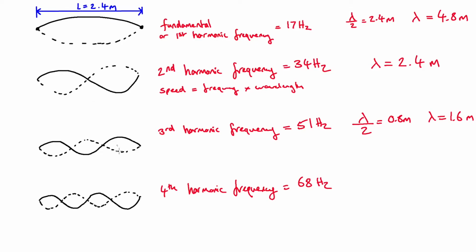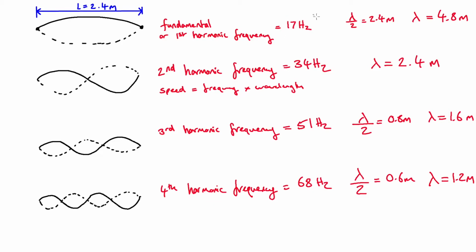The length of the string was 2.4 meters, so half a wavelength, the distance between two successive nodes, is 0.6 meters. So the wavelength of the waves could be found by doing 2 times 0.6 meters, which is 1.2 meters. Notice here that the harmonic frequencies occur at multiples of the first harmonic frequency, what we sometimes call the fundamental frequency of the stationary wave pattern.